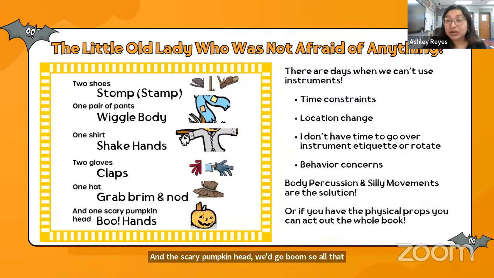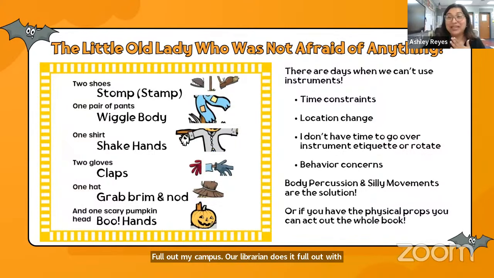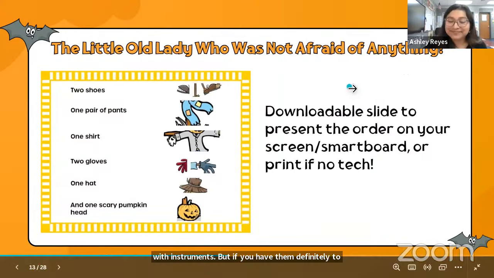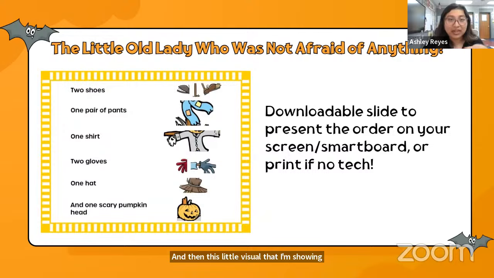Yeah, also, if you have the physical props, you could do this full out. At my campus, our librarian does it full out with all the props, so that's her domain, and I'll do it with instruments. But if you have them, definitely to each their own. And then this little visual that I'm showing you is a downloadable slide underneath The Little Old Lady Who Is Not Afraid of Anything. So if you go below it, it's a downloadable, so you can see this exact visual.